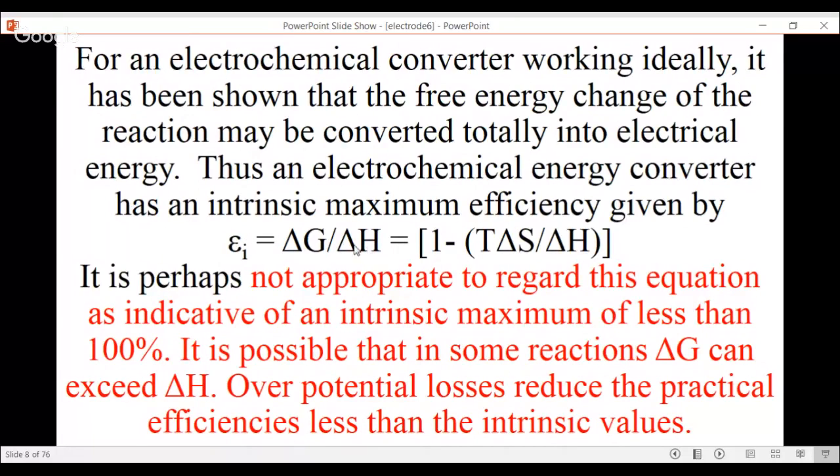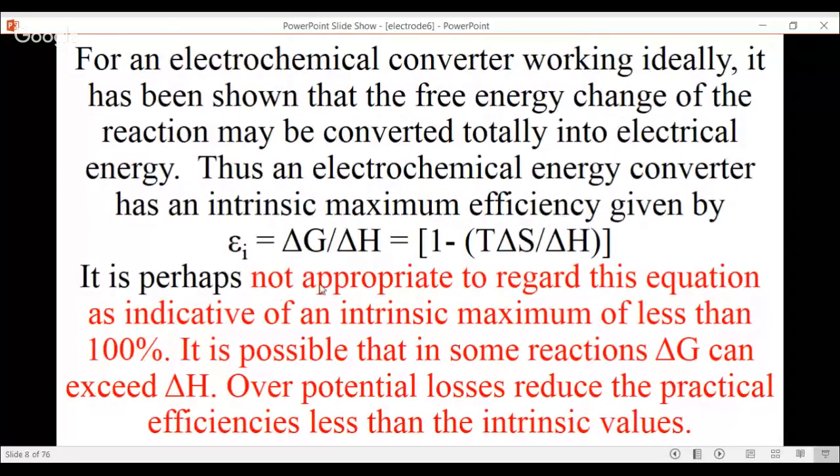If I were to substitute delta G as delta H minus T delta S, then it will be 1 minus something. Okay, so this is how it becomes less than 1. But it all depends upon the magnitude and sign of delta S. If delta S is positive, then the efficiency will be less than 1. If delta S itself is negative, then efficiency will be greater than 1.